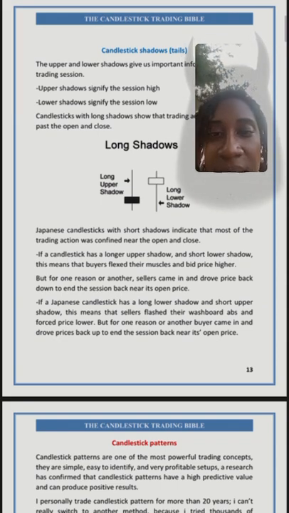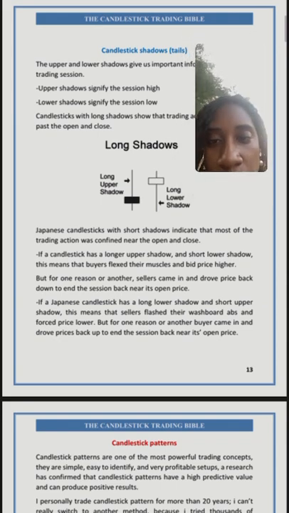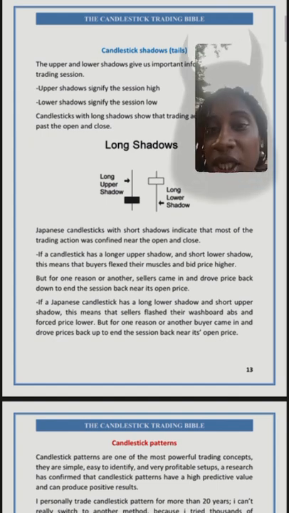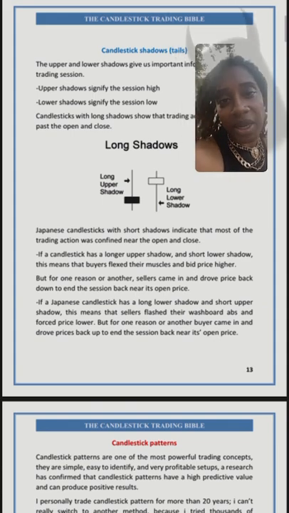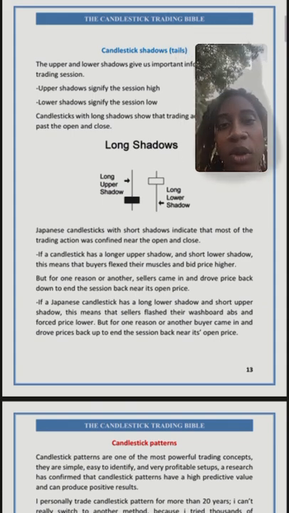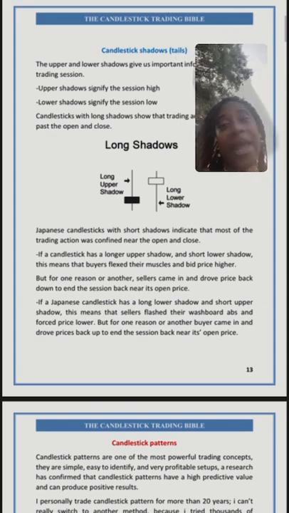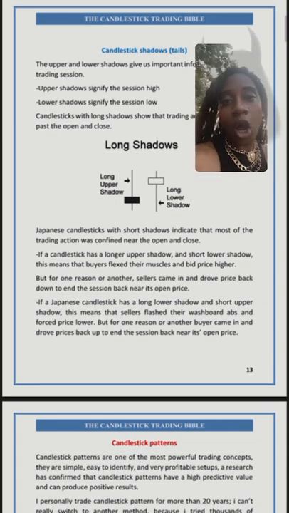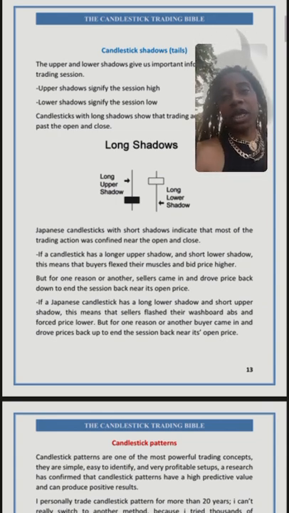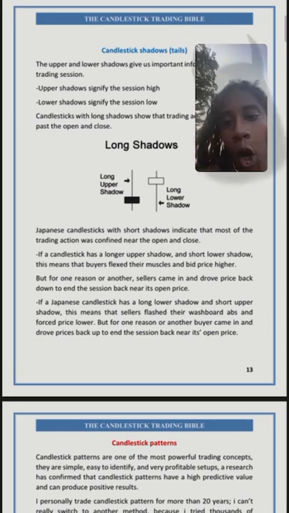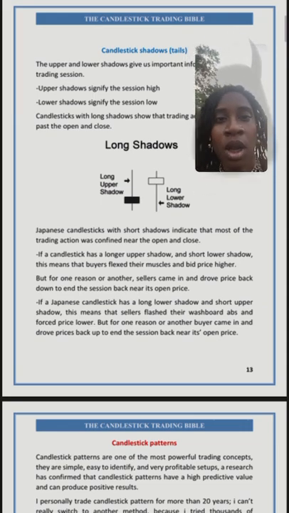If a Japanese candlestick has a long lower shadow and a short upper shadow, this means that the sellers came in and were trying to manipulate the market, meaning they pushed the price down. However, it wasn't able to hold when that candle closed. It went back up to the open price.